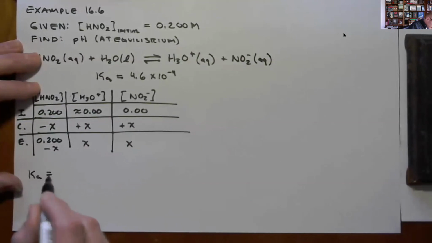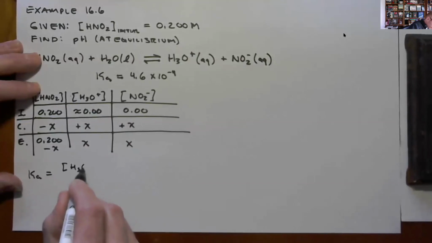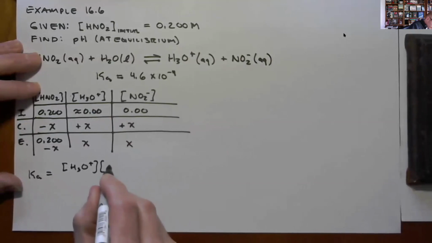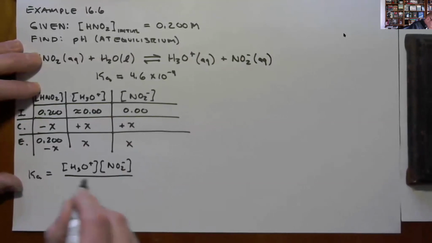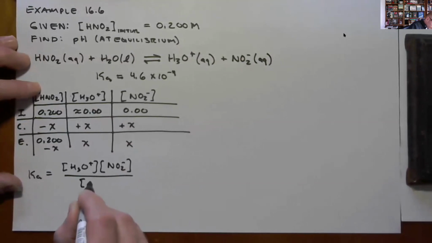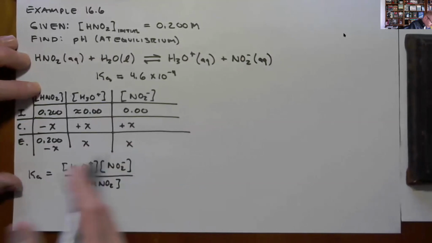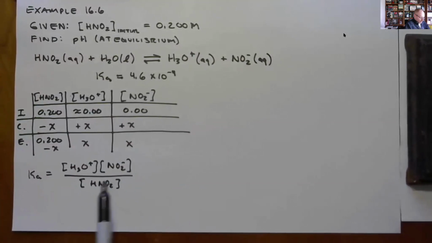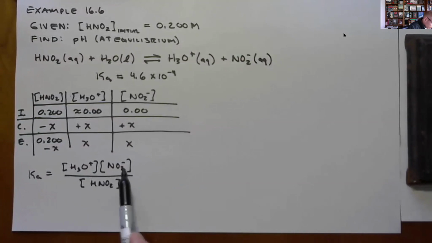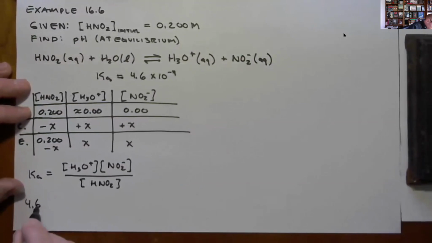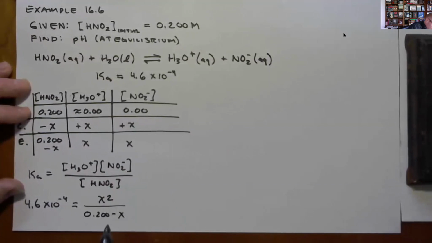Again, Ka, the equilibrium constant reads the same. I mean, we often can talk about the generic weak acid equilibrium problem, but it always reads like this: the equilibrium. So the product of the hydronium concentration and the conjugate base divided by the weak acid concentration at equilibrium. And specifically, we have this expression to solve: 4.6 times 10 to the minus 4 equals x squared over 0.200 minus x.